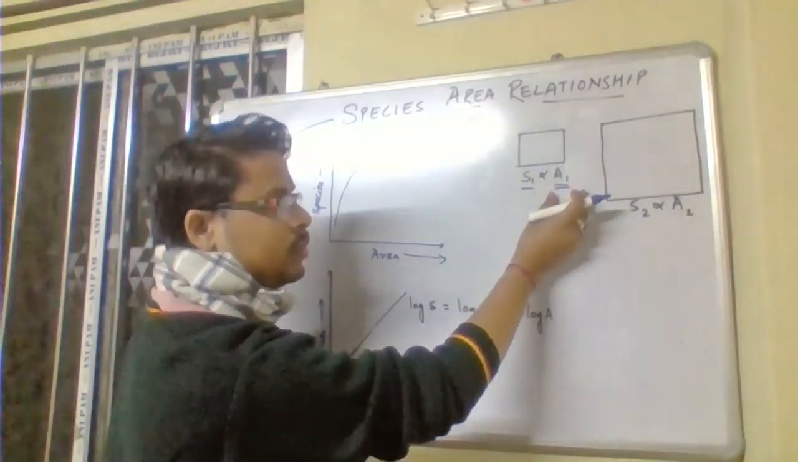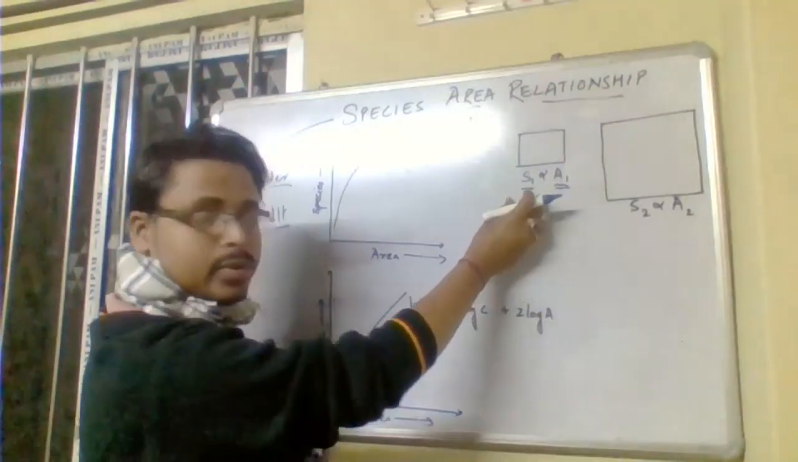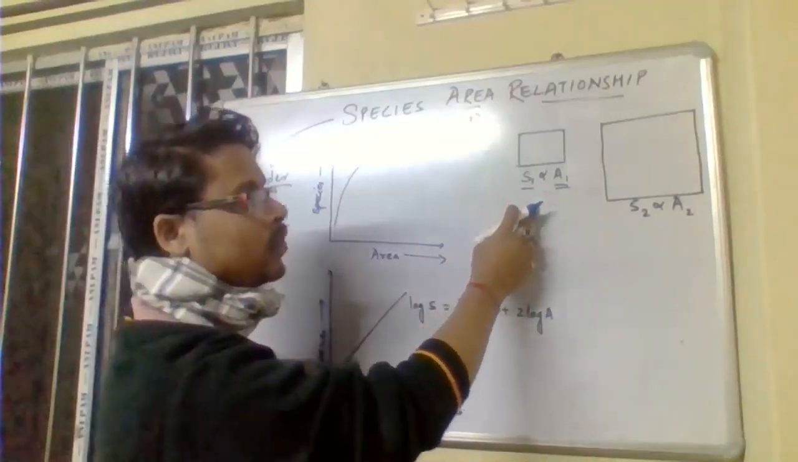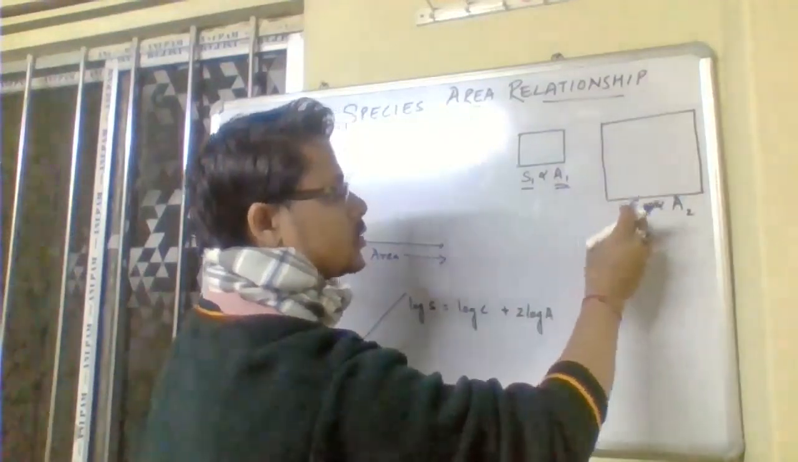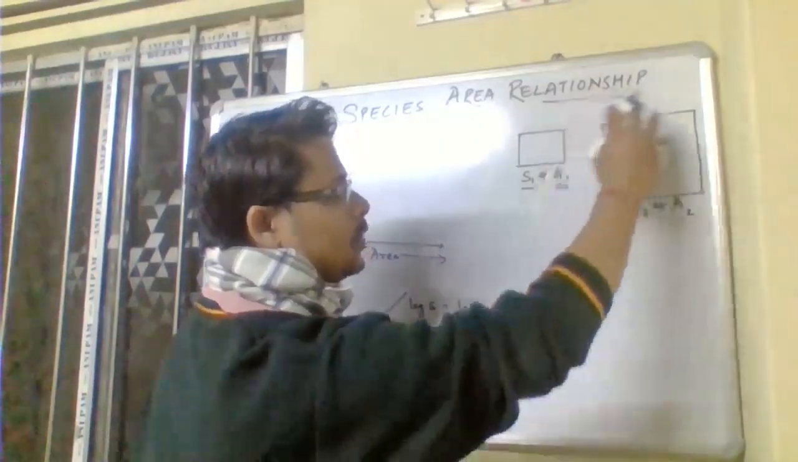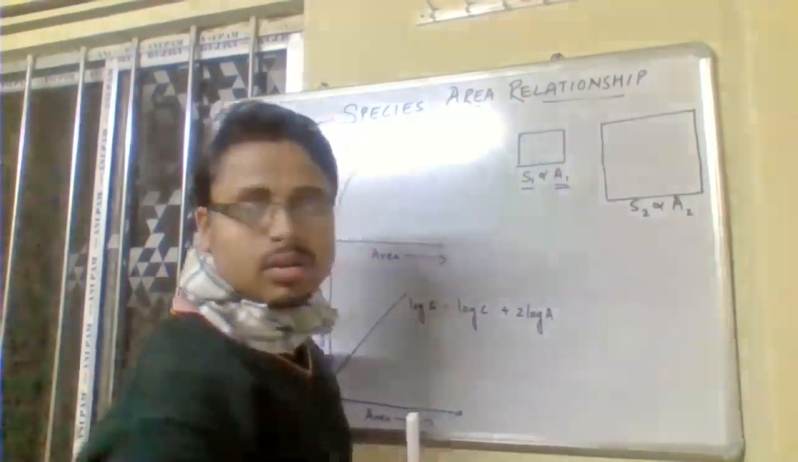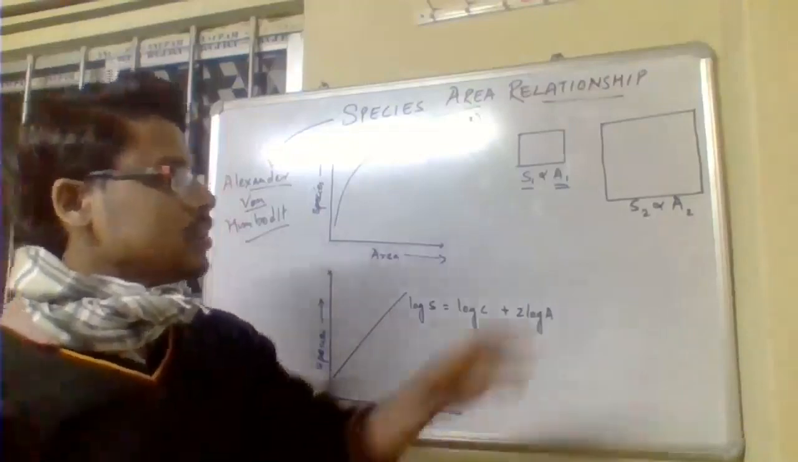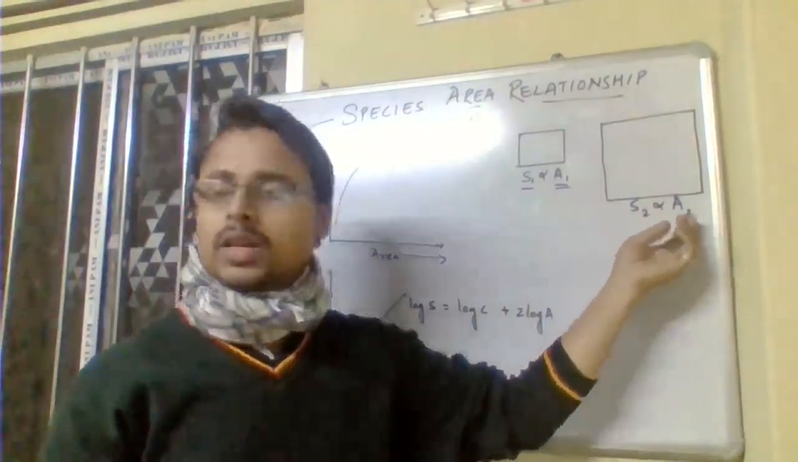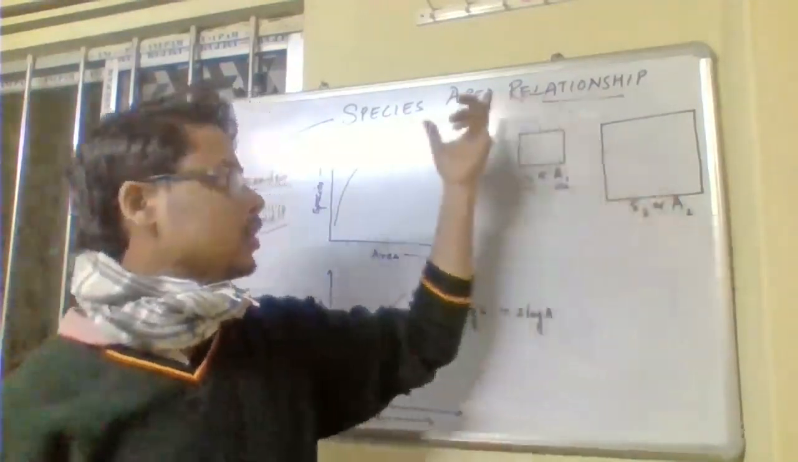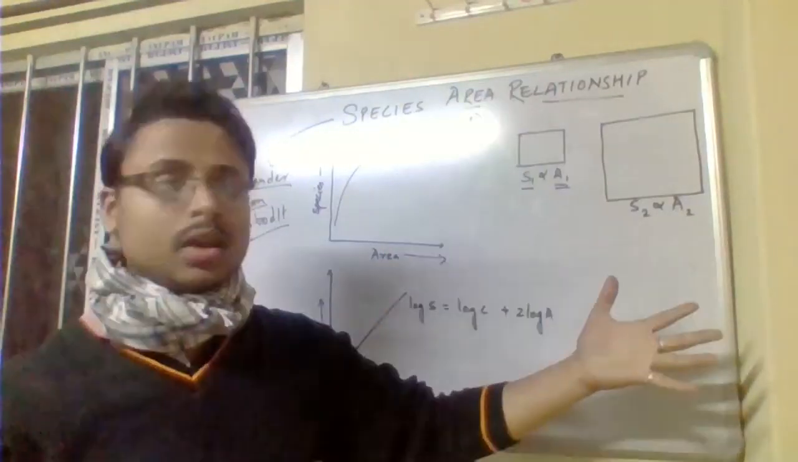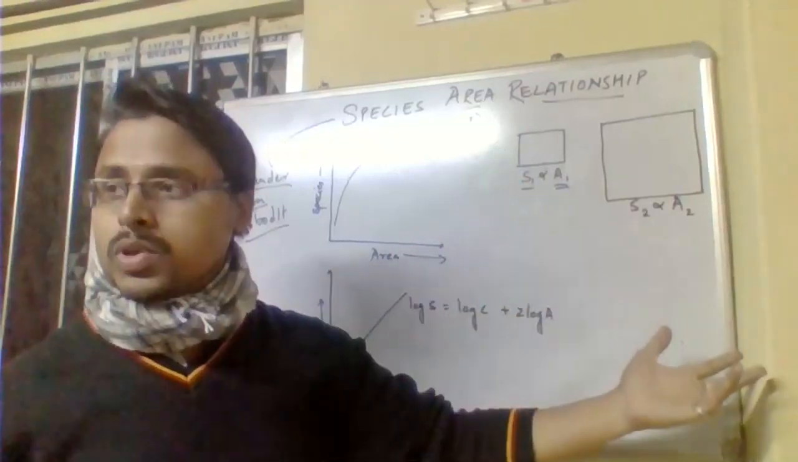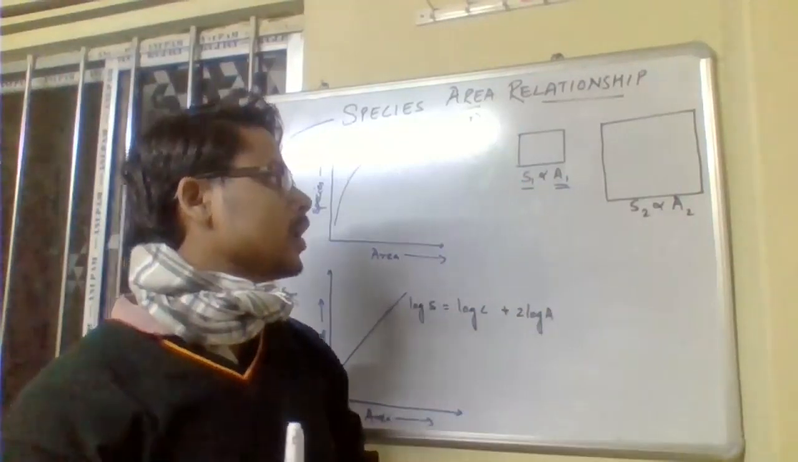Means whatever the area is increased, that much the species will also increase, right? In the same way, if A2 is this much, then the species will also be equal to this much, right? So we can say this S is always directly proportional to the A. That is the relationship. Means if we increase the area, if there is more explored area, then there will be more species in that particular area.